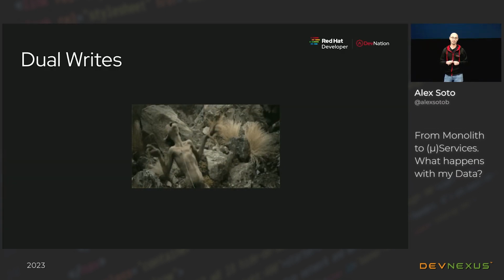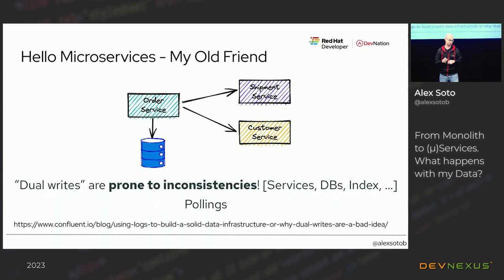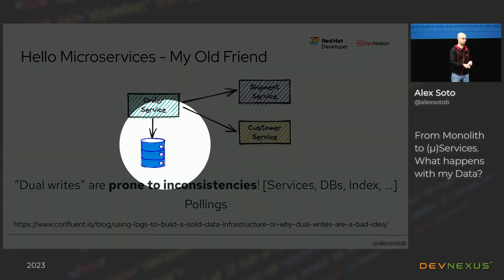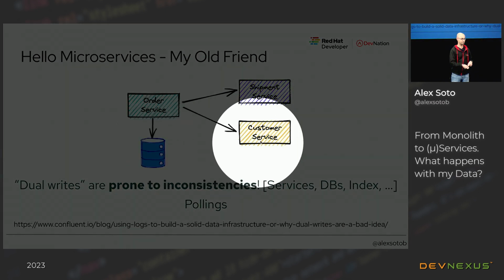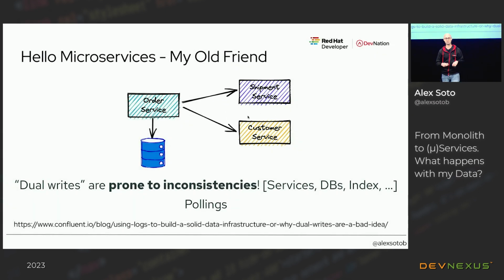Well, then you start getting the dual writes problem. And basically, dual writes are prone to inconsistencies. Because let's see this example. What happens if I've got this order service and it's doing two writes? One to the database, and then another write to another service or another database. This is what I explained before. What happens if I write to the database here, and then when I try to write to here, this service or this database is down?